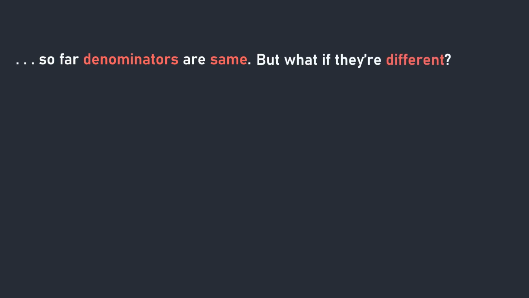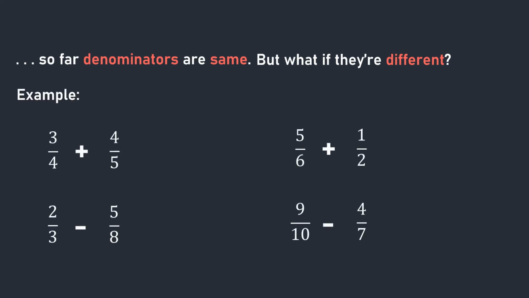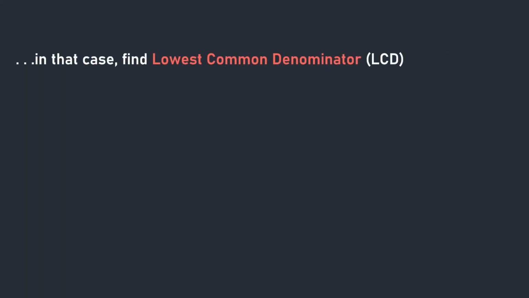Speaking of straightforward, we've kept the denominators the same so far, if you remember, because that makes the addition and subtraction very simple. But what if they're different? I mean, who said that they have to be the same every time? What if they look like one of these fractions? As you can see, these are perfectly fine fractions, so there must be a way. And as it turns out, there is. It's called finding the lowest common denominator, or LCD.